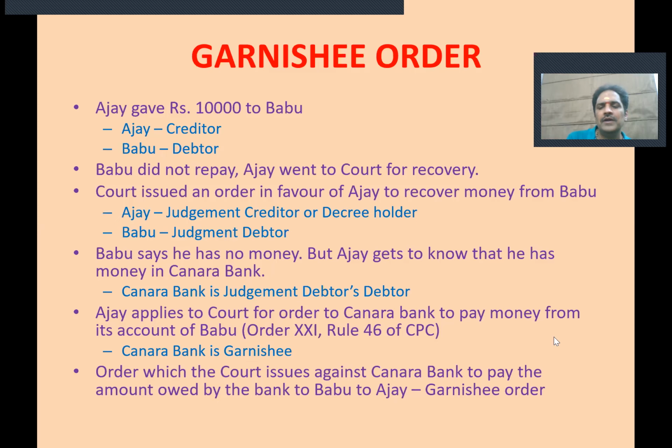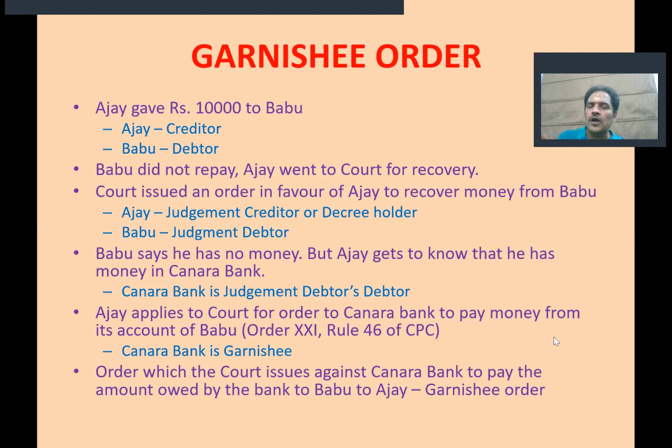Then another small aspect is relating to garnishing order. So this I'll tell it in the form of an example. First, imagine Ajay gave 10,000 rupees to Babu. So here Ajay becomes the creditor and Babu becomes the debtor. So ideally Babu should repay. So Babu did not repay the amount. So Ajay went to court for recovery, and the court issued an order in favor of Ajay for recovery of money from Babu. So here Ajay has an order in his favor, so he is becoming a judgment creditor or a decree holder. Then Babu is supposed to be making payment in accordance with that judgment. He will be called a judgment debtor.